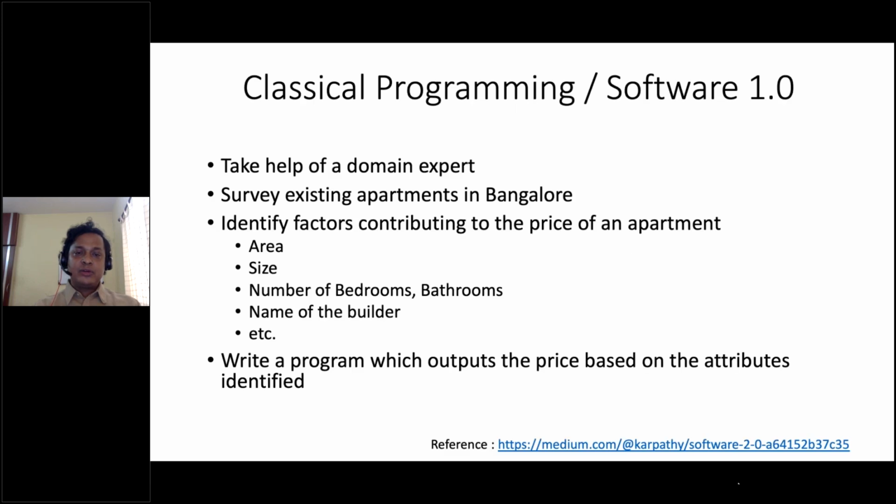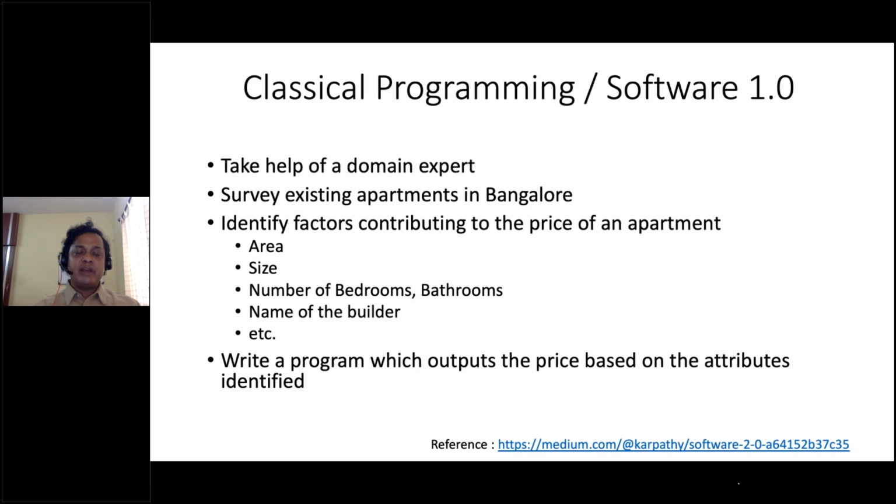In a classical programming approach, or the standard software development approach, this problem is solved in the following way. The company building the product will probably take help from a domain expert. They may survey the existing apartments in Bangalore, and then identify various factors contributing to the price of an apartment. The factors could be the area, the size, the number of bedrooms, bathrooms, the name of the builder, all these things.